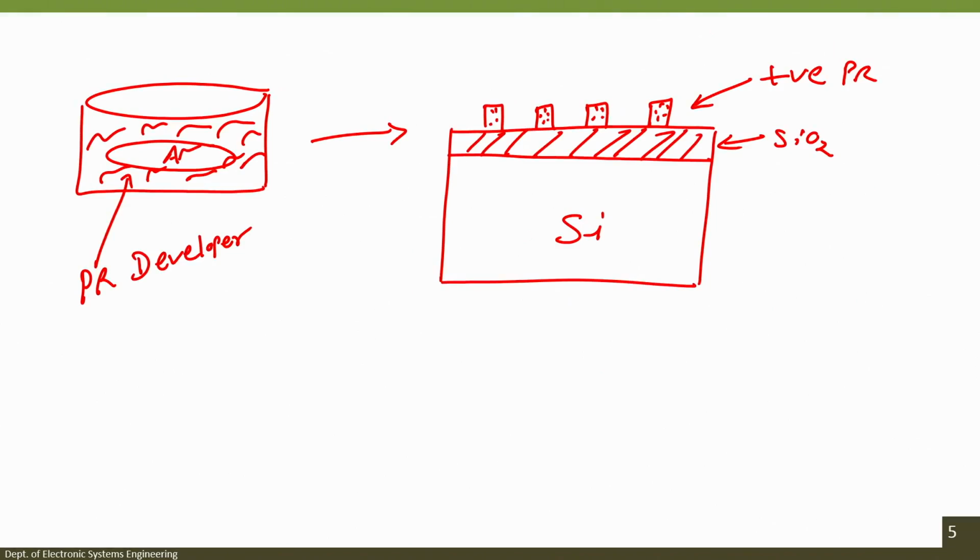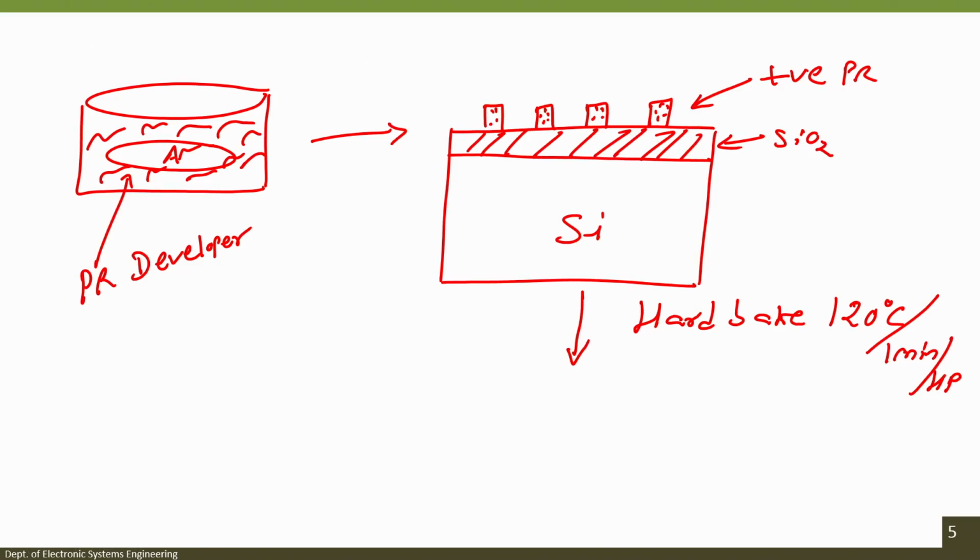Next step is that I want to now dip this wafer in silicon dioxide etchant. Okay. After you develop this wafer, the next step would be hard bake. Hard bake is done at 120 degrees centigrade for 1 minute on a hot plate. Hard bake is done at 180 degrees centigrade for 1 minute on a hot plate.